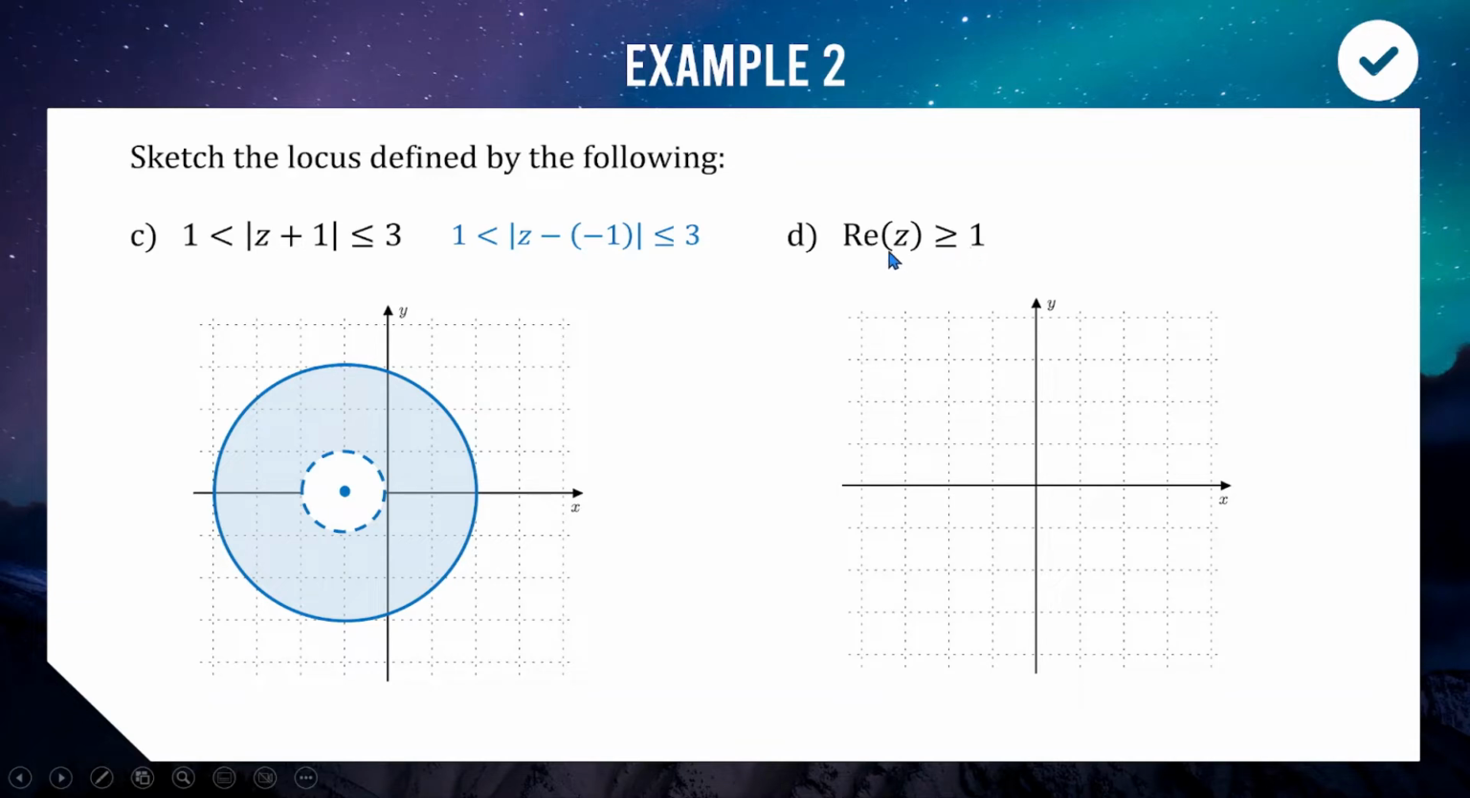Okay, for part D, we have the real part of z is greater than or equal to 1. Now remember, in terms of complex numbers, the real part is just the x value. So this is really just saying, sketch the region x greater than or equal to 1. So we'll draw a line at x equals 1, okay, 1 on the real axis, and now we want everything to be greater than or equal to 1. So we want everything over here. Okay, here is our region, including the boundary where the real part is greater than or equal to 1.